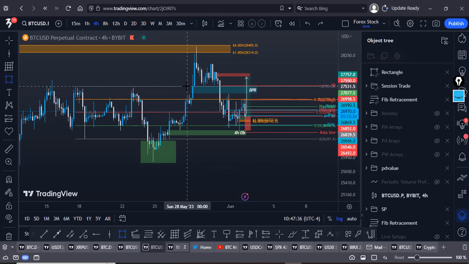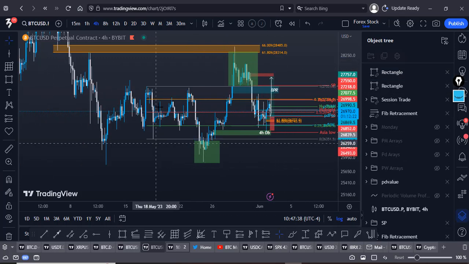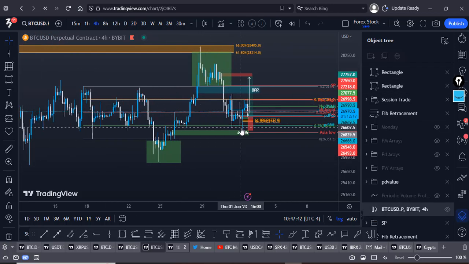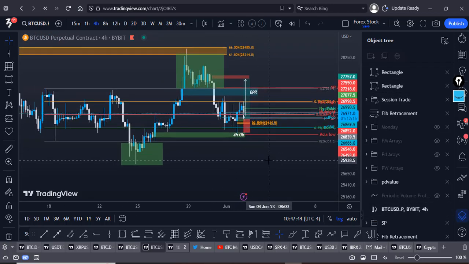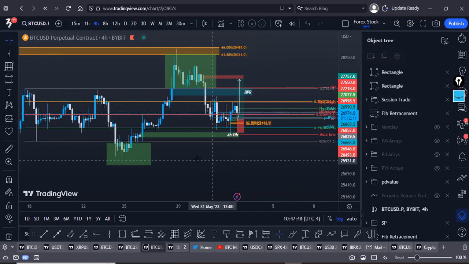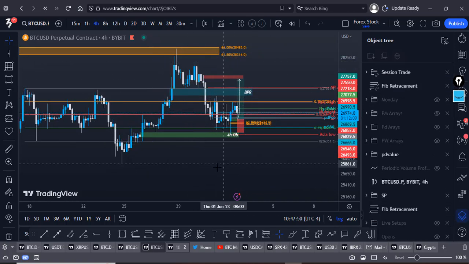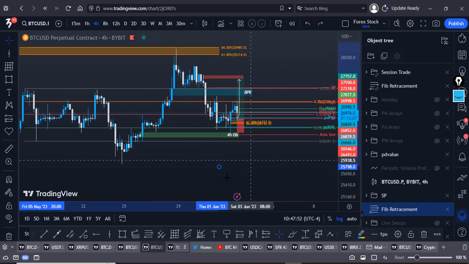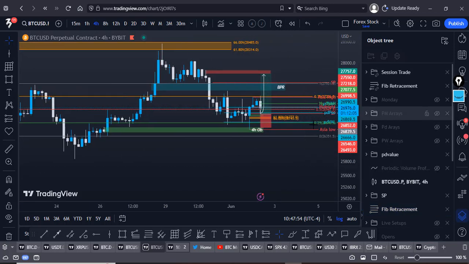Sorry, my mistake. To the upside. Yeah, both sides is the deviation of this range, and at the end of the video, I'll also give you an example of how to trade this range.